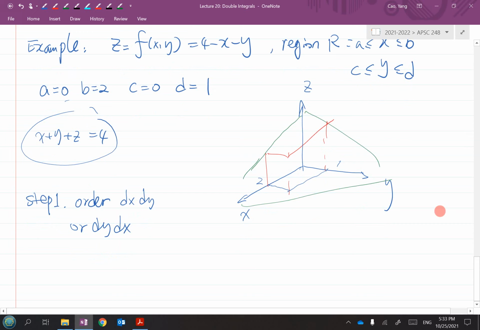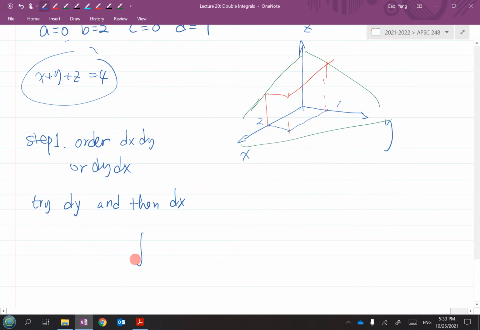Okay, so let's try dy first and dx next. So I'm going to try dy and then dx. That will be my scanning order. Then I can lay out the double integral right here. So I'm integrating this function. The first integral is about dy. Then what am I going to do?